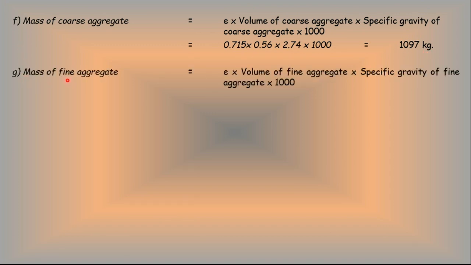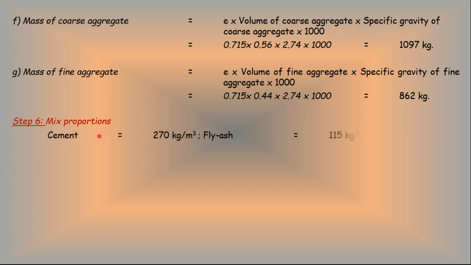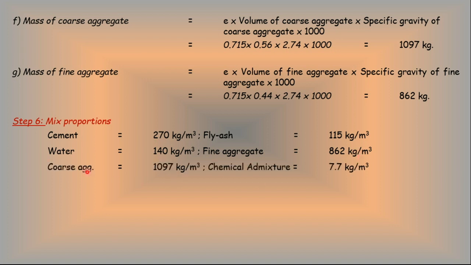Similarly, mass of fine aggregate, calculated with the same formula, we got the value as 862 kg. Step 6, mix proportions. What are the mix proportions we have achieved at the end? Cement 270 kg, fly ash 115 kg, water 140 liters, fine aggregate 862, coarse aggregate 1097, chemical admixture 7.7. These are all for 1 cubic meter of concrete.